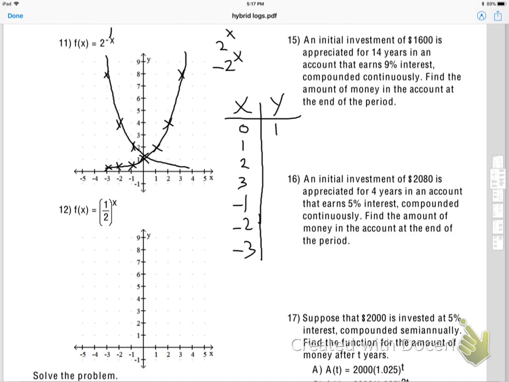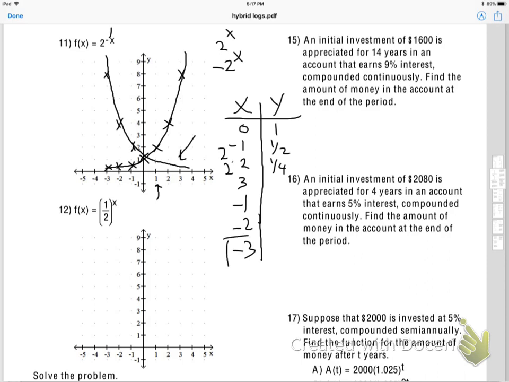2 to the 0 is 1. Well, that point's already there. Now, when x is 1, and I have to write it as 2 to the negative x, so 2 to the negative 1, remember this? I'm going to get a half. So again, when x is 1, I'm going to get a half. It's not plotted there yet. When x is 2, 2 to the negative 2 is 1/4. So on this side, when x is getting bigger, y is getting smaller, and that's what this is showing.